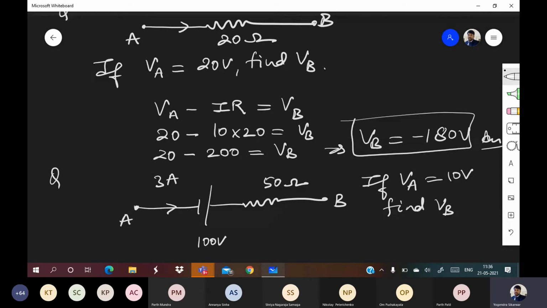Rudra is asking, sir, what does the negative sign indicate? That means it is at lower potential as compared to the previous point. Negative sign simply means it is at lower potential as compared to the previous point.